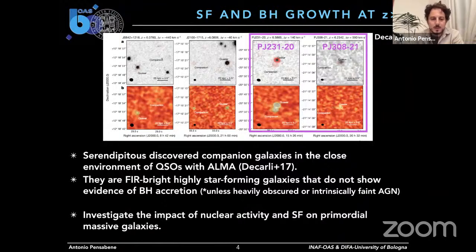This project is based on a serendipitous discovery of various quasar host companion galaxy pairs at redshift greater than 6, published in the Decarli and collaborators paper in 2017. The very interesting aspect of these systems is that the companion galaxies do not show evidence of AGN activity, as revealed by near-infrared observations. Therefore, these systems are a perfect laboratory to study the interplay between black hole growth and star formation in massive galaxies as they emerge from cosmic dawn.